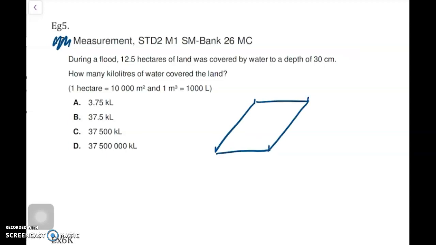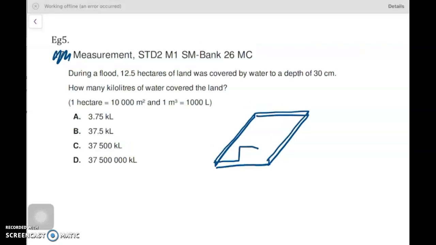Okay, we have some area of land. We can assume that the water rises above the area to create some volume of water that looks like a prism. And remember, the volume of a prism is given by A times H. So I want you to use the information given to you, the area, the depth or the height, to find out the amount of kiloliters of water covering that land.